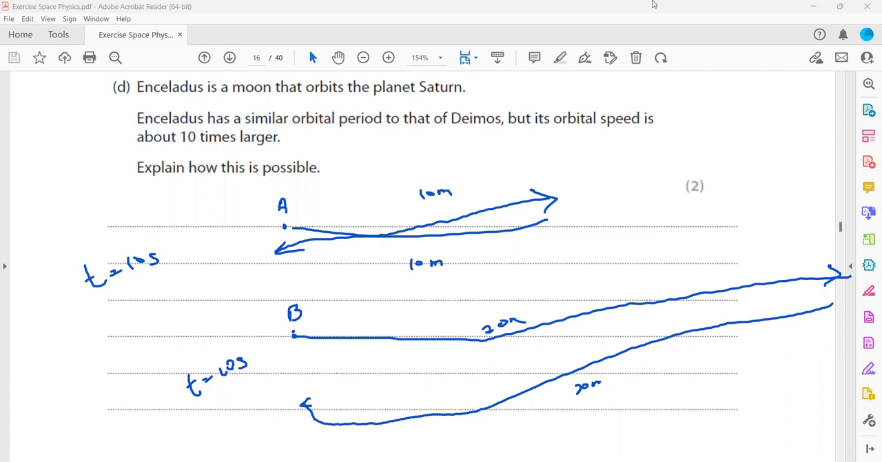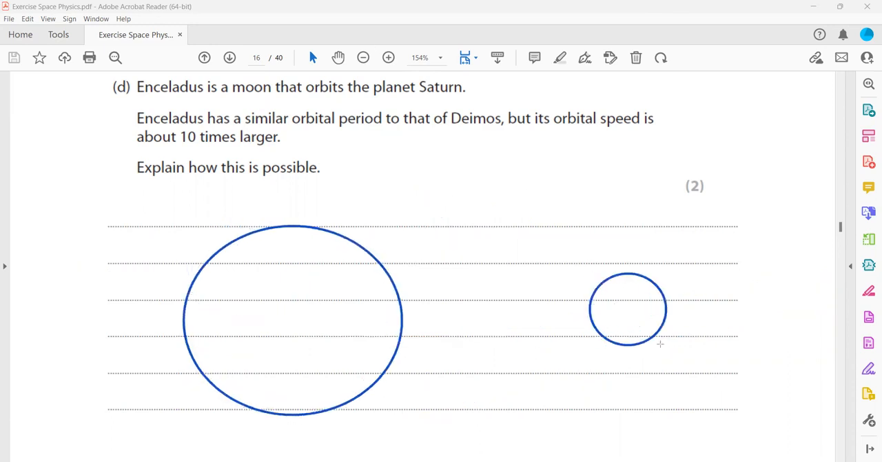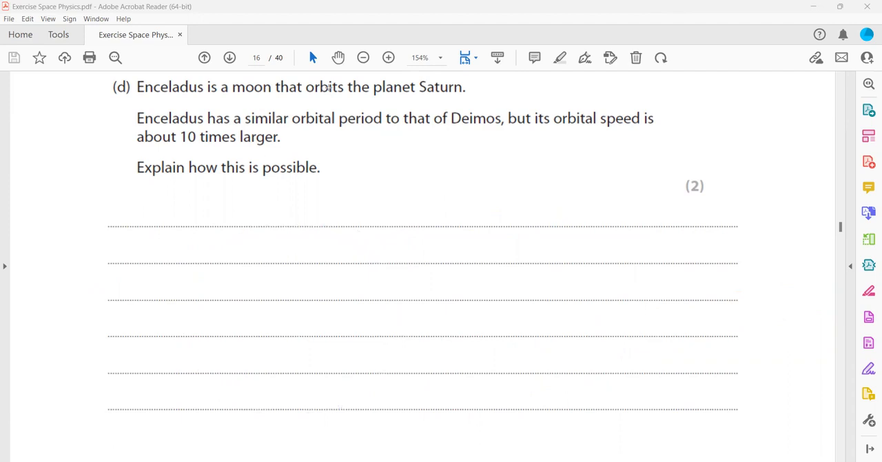So same idea here: the moon of Saturn has a greater orbital distance, or radius, or circumference. So it should move faster to cover it in the same time as the moon of Mars. So you don't have to relate anything about kinetic and potential energy.